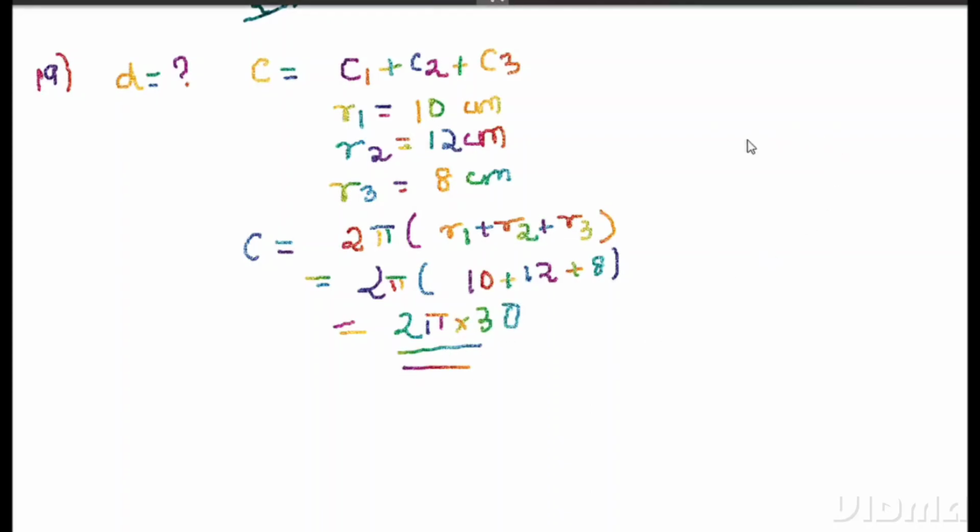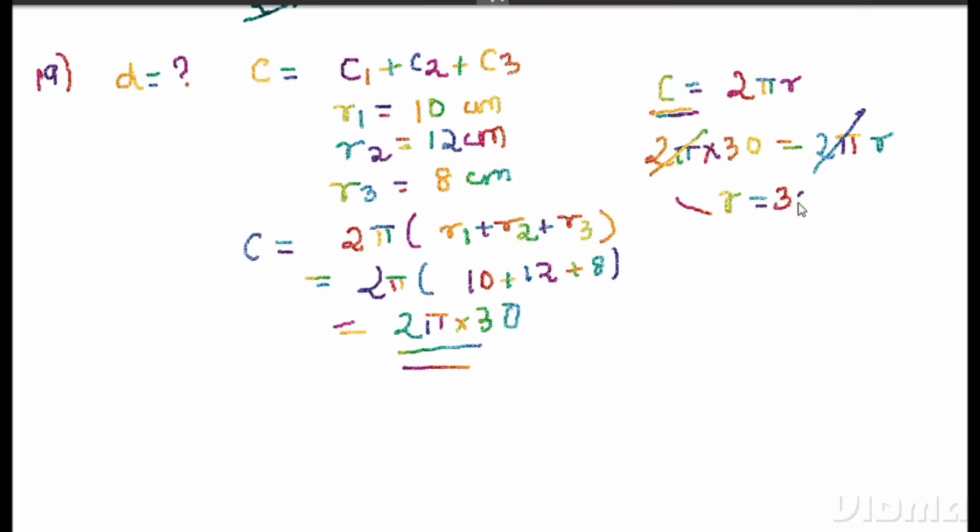Now you have to find the diameter of this circle C. C is 2 pi r and I have got this circumference as 2 pi multiplied by 30. So that becomes 2 pi multiplied by r. 2 pi gets cancelled, and you get the radius as 30 centimeter. But they are asking you to find the diameter, so that will be 2r. That will be 2 multiplied by 30, which gives me 60 centimeter. So this was the 19th question.